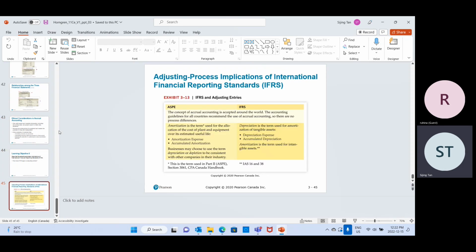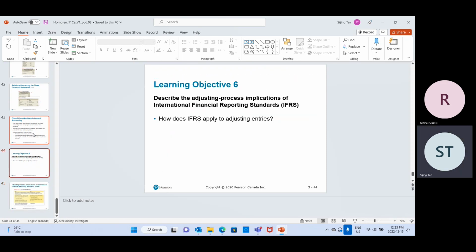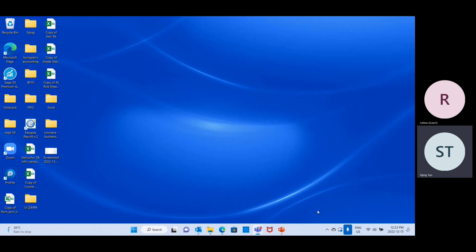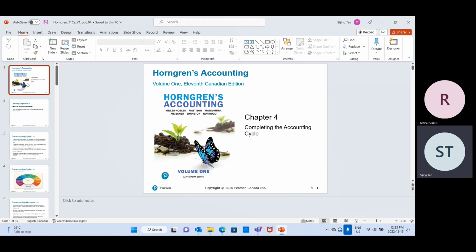The last part for chapter 3, as we talk about it, is the comparison between GAAP and IFRS. During the revenue recognition part, there are no process differences between GAAP and IFRS with respect to adjusting entries. So they're the same, no differences. But you could definitely read the details in the textbook regarding the two different accounting procedures. Okay, so that is for chapter 3. And now we quickly move on to chapter 4, because chapter 4 covers the last 2 steps to closing the accounting cycle.